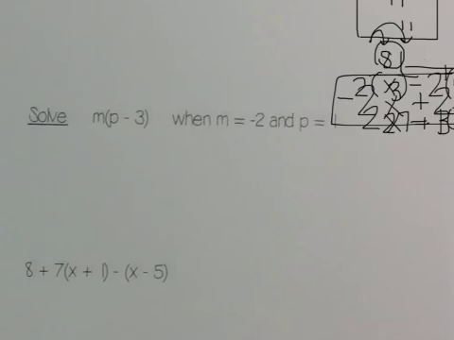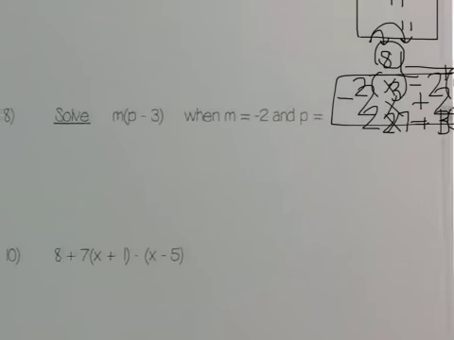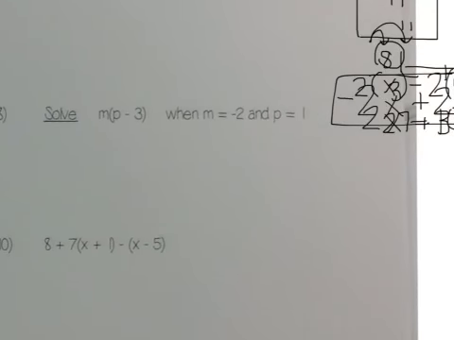For number 8, you'll notice that it gives us a specific value for m and for p, so you can decide how you want to do it. We've got a negative 2 on the outside, and then we have 1 minus 3 on the inside. You can either distribute or you can reduce your parentheses. 1 minus 3 would be negative 2. We still have that negative 2 on the outside, and negative 2 times negative 2 is a positive 4.